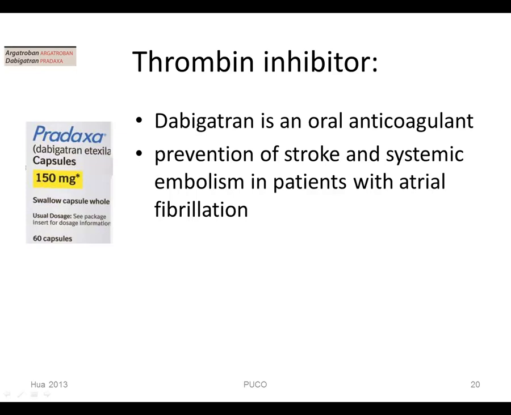Dabigatran etexilate is the prodrug of the active moiety dabigatran, which is a direct thrombin inhibitor currently approved for prevention of stroke and systemic embolism in patients with atrial fibrillation. Dabigatran is the first oral anticoagulant in 50 years to be approved after the discovery of warfarin. Dabigatran does not require routine INR monitoring and has few drug interactions compared to warfarin.